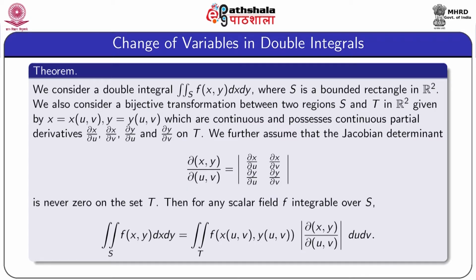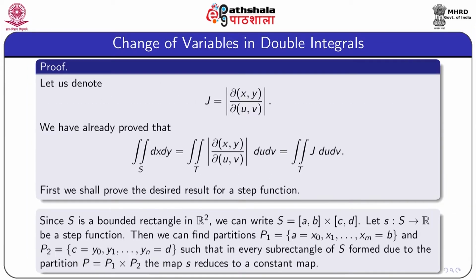We further assume that the Jacobian determinant ∂(x,y)/∂(u,v) is never 0 on the set T. Then for any scalar field f which is integrable over the set S, we have the double integral over S of f(x,y) dx dy equal to the double integral over T of f(x(u,v), y(u,v)) multiplied by the modulus of the Jacobian ∂(x,y)/∂(u,v) du dv. Let us denote J equal to the modulus of the Jacobian ∂(x,y)/∂(u,v). We have already proved that the double integral over S of dx dy equals the double integral over T of J du dv.